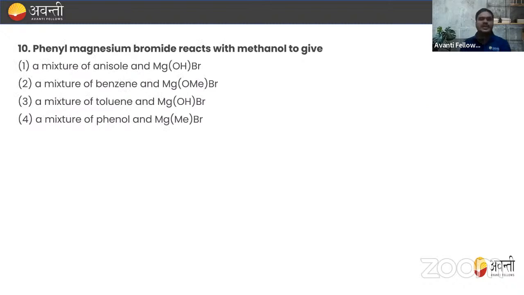Okay. The next question is: phenyl magnesium bromide reacts with methanol to give what? So this is phenyl magnesium bromide. We already discussed this in the previous class: what happens when a Grignard reagent reacts with an aldehyde, ketone and carboxylic acid? So this is methanol, right? Okay, that is option 3. Someone says option 3 is the correct one. Okay, good, good. JNV Ahmedabad says option 3 is correct.